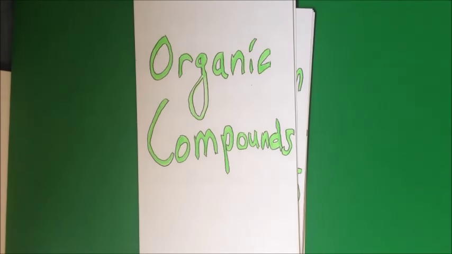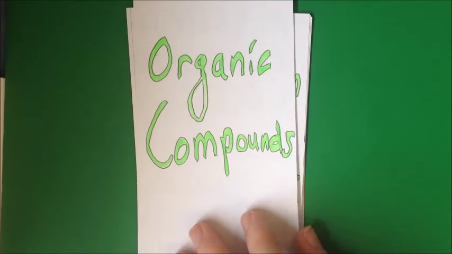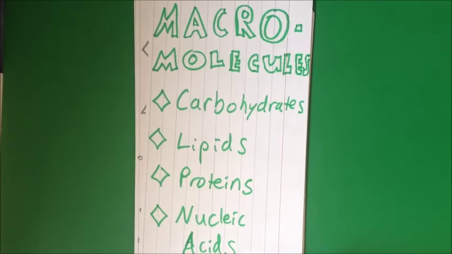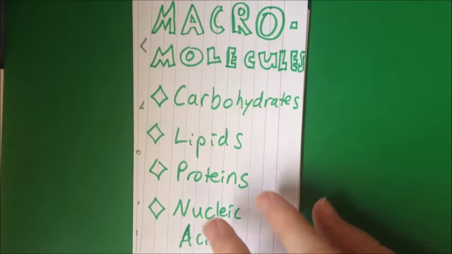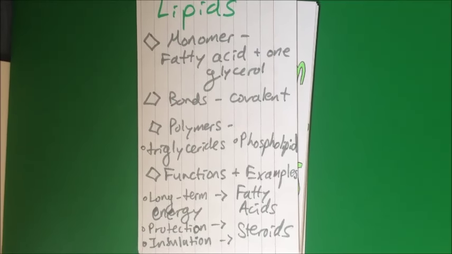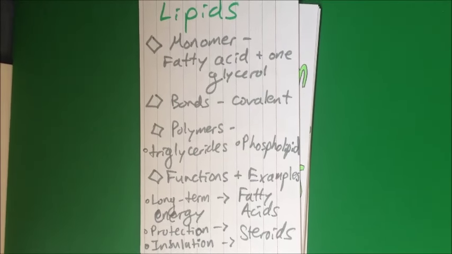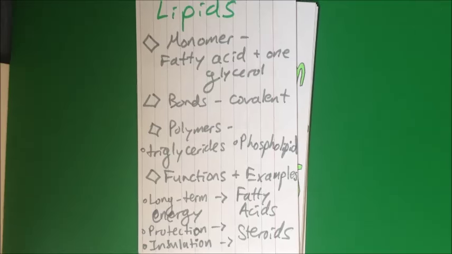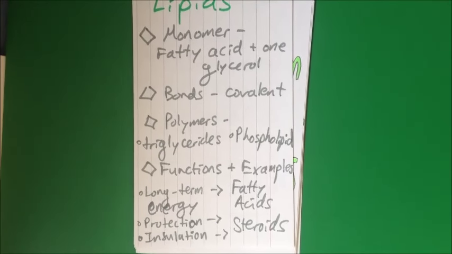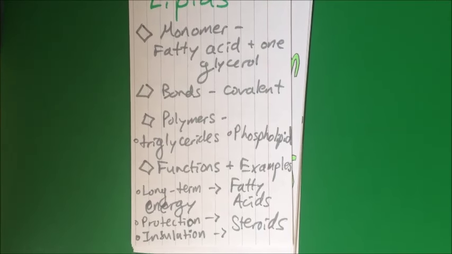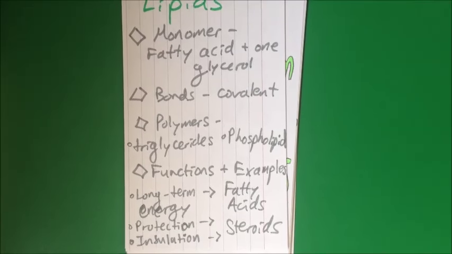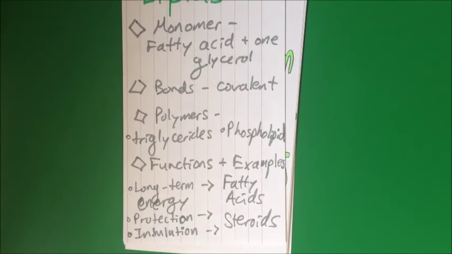After that, we have the organic compounds. The four main organic compounds, known as macromolecules, are carbohydrates, lipids, proteins, and nucleic acids. With carbohydrates, the monomer is monosaccharide, which are joined by hydrogen bonds to create the polymers, polysaccharides. The two main functions of carbohydrates are energy storage and structural support. Starch and glycogen are the two forms of energy storage for plants and animals, respectively. Cellulose and chitin are the two forms of structural support for plants and animals, respectively.